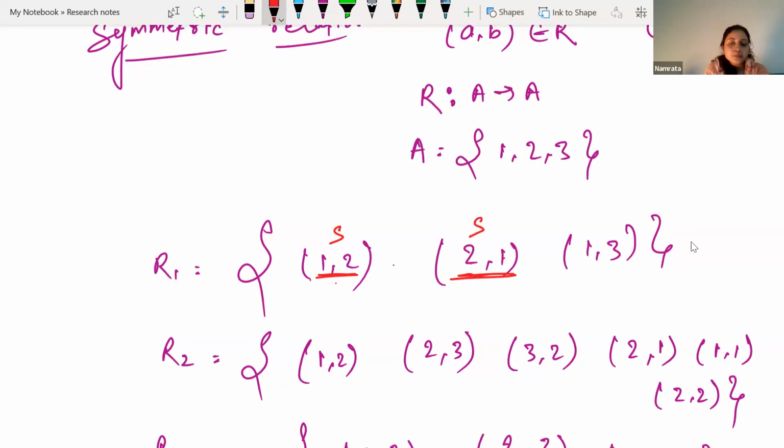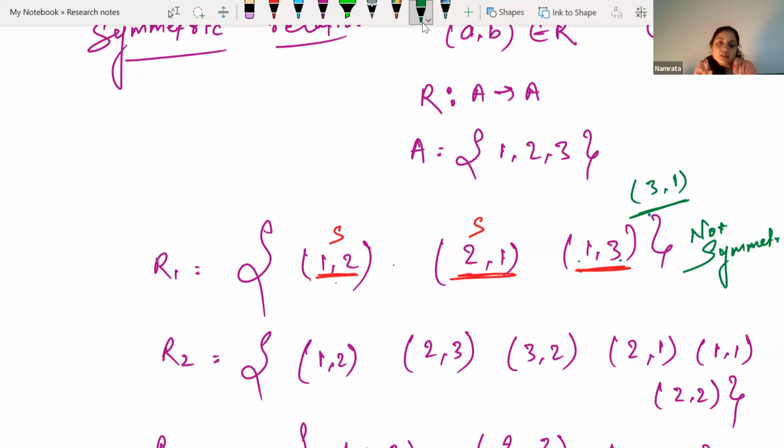(2, 1) is there, then (1, 2) is there. These two are symmetric. Now (1, 3) is there, then (3, 1) also has to be there in this set, but it is not there. So is it symmetric or not? Is this relation symmetric or not? It's not symmetric. Why? Because (1, 3) is there, (3, 1) also has to be there in this set. Since (3, 1) is not there, we will say it's not symmetric.